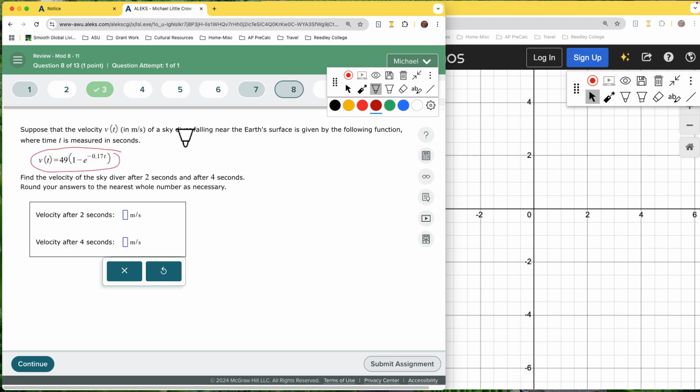You could read through this as a skydiver falling near Earth's surface given by this following function, where t is measured in seconds. So if we've got anything given to us in seconds, we know that's the input, the t, or the x, as we're going to see in our calculator. We want to find the velocity after 2 seconds and after 4 seconds. These numbers, 2 seconds, 4 seconds, those are our t values, right? This is saying that t equals 2. This is saying t equals 4. So we want to come up with 2 values.